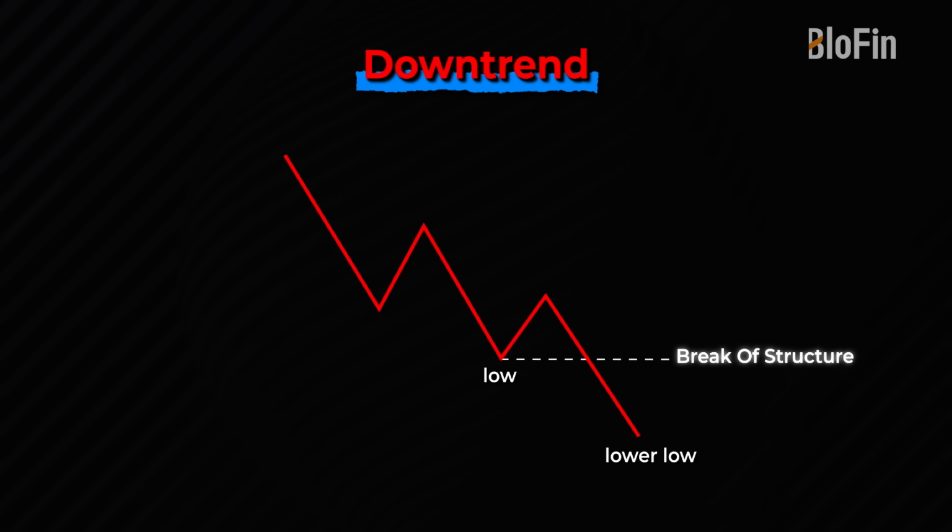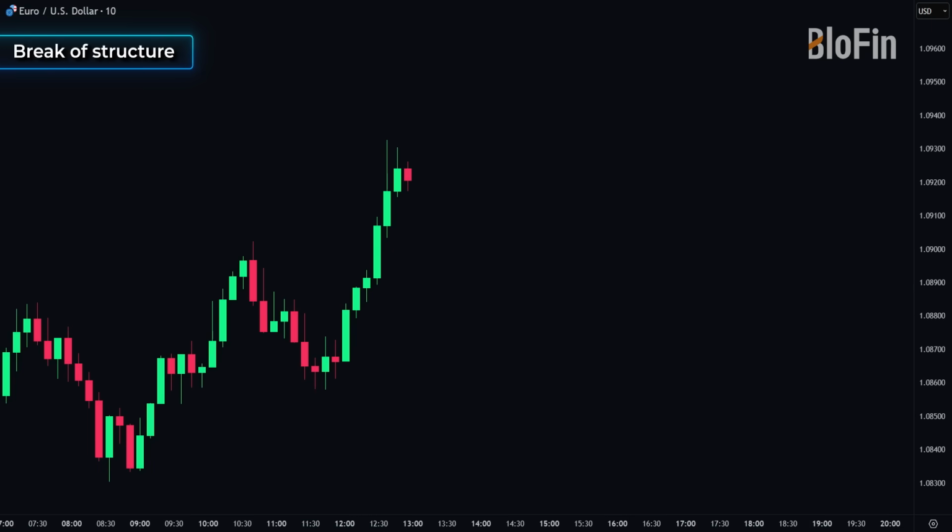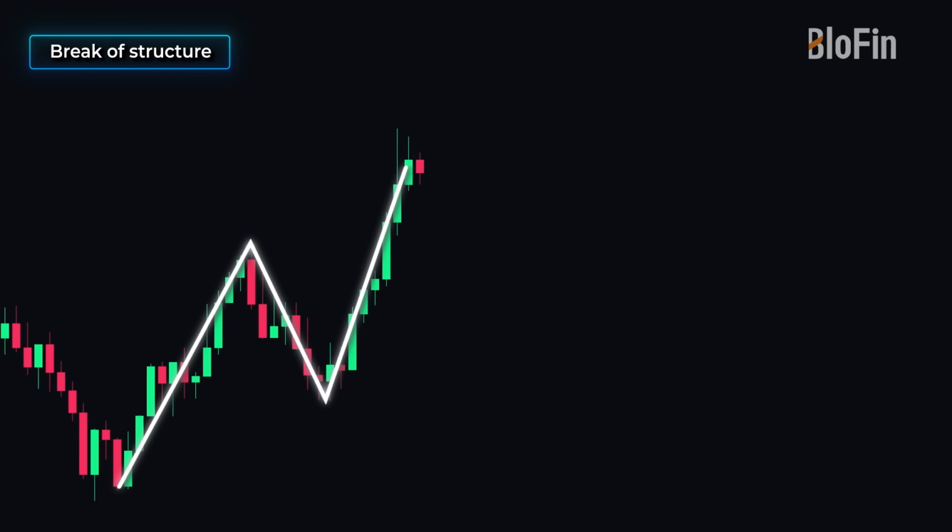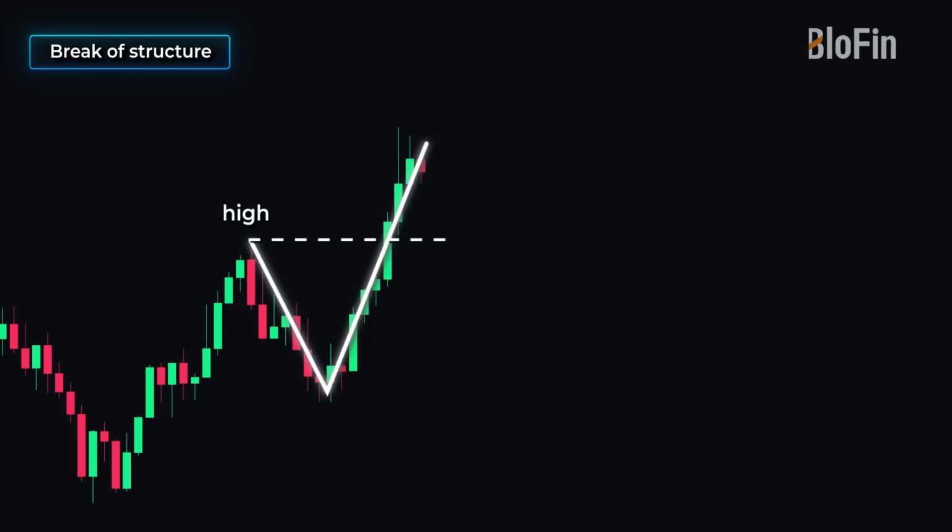Now that you have an idea of what a break of structure is, let's look at a real chart example. In this chart, we can see that price is forming higher highs and higher lows, indicating an uptrend. To find the break of structure, we simply look at the moment price broke above the previous highs and formed higher highs, which is right here. So this becomes our break of structure.